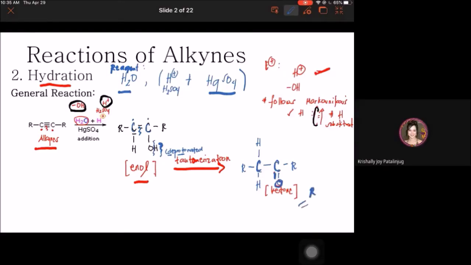Ketone is RCOR. And that is being represented by this product. So please take note. Hydration reaction of alkynes. The final product is a ketone.